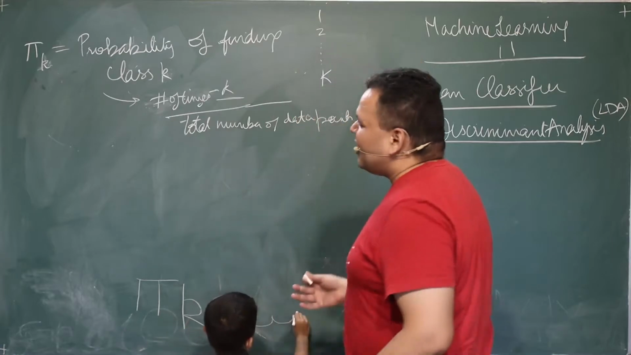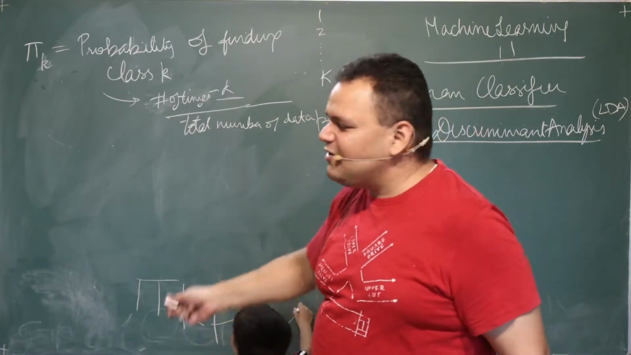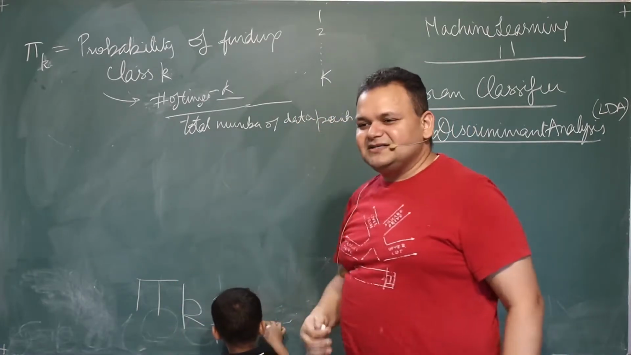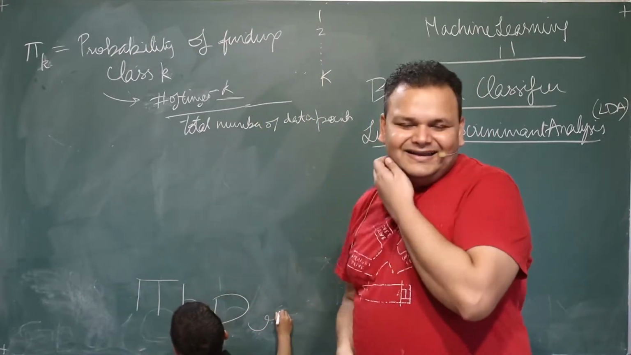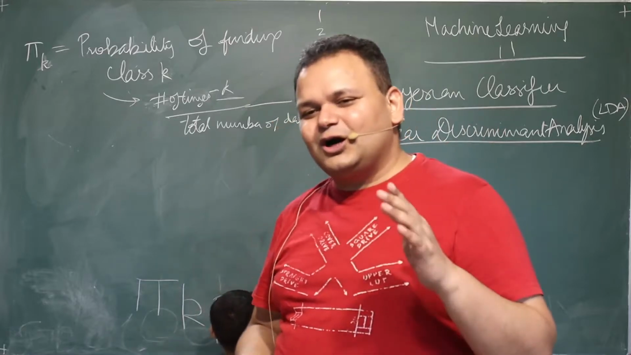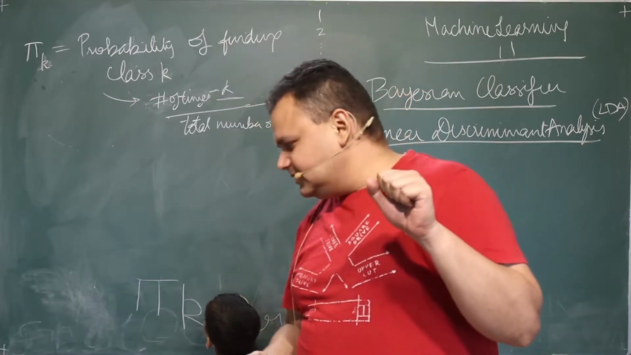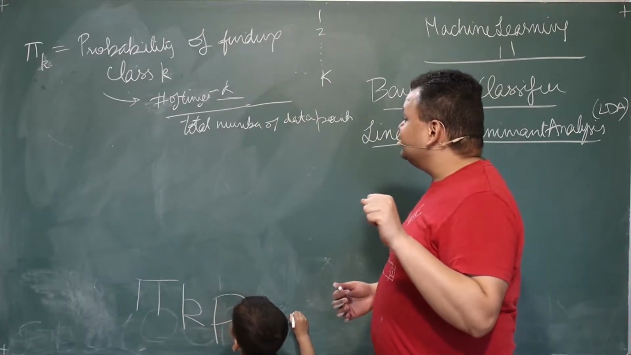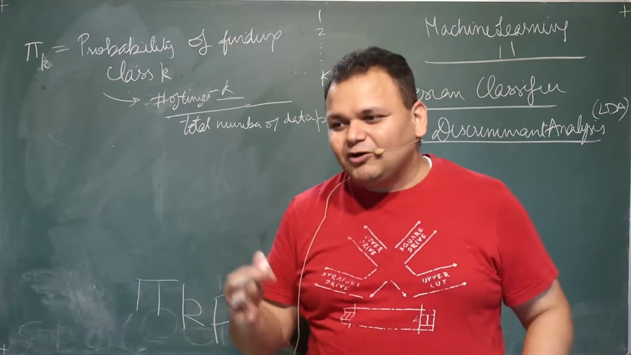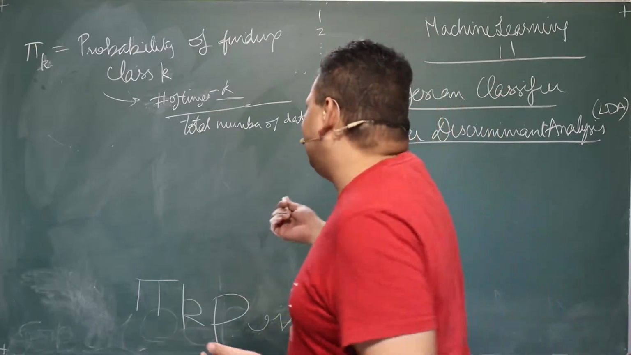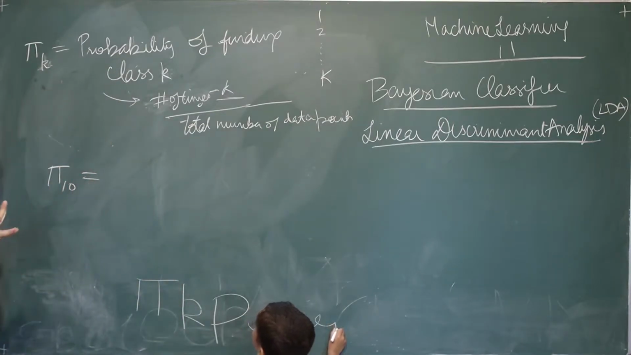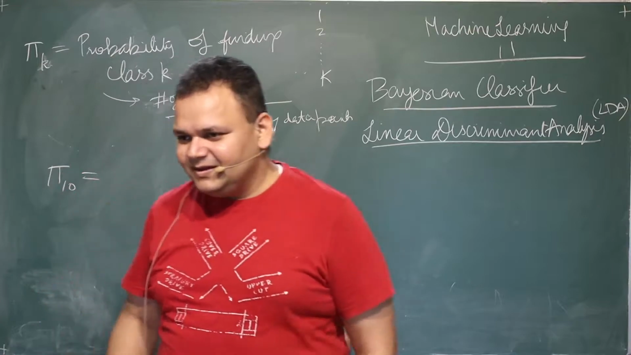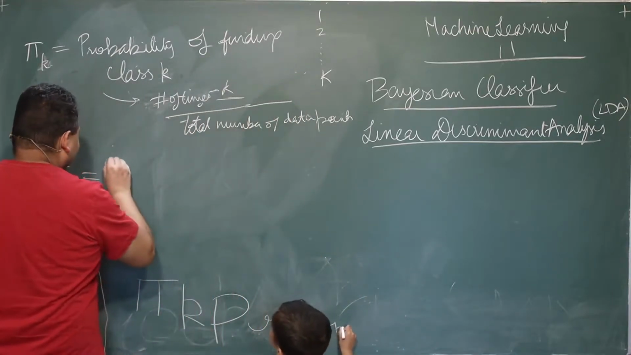Let us say you have a data set of 100 points and you have 5 classes, and your class number 10, let us say, appears 5 times out of 100 data points. Then what is pi 10 going to be in this particular example? 5 by 100. Is that all right?